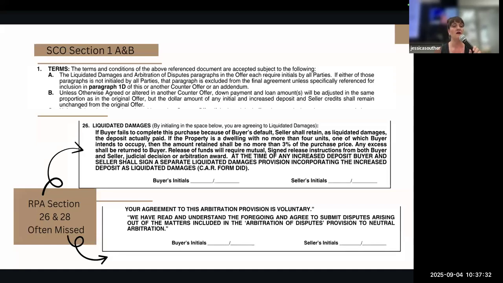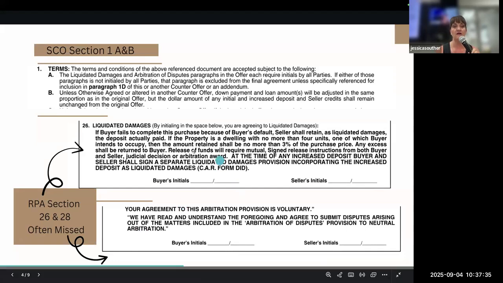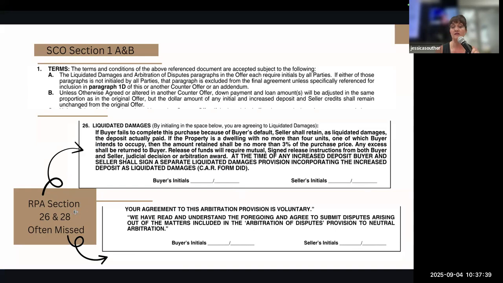Okay, so A, the liquidated damages and arbitration of disputes paragraphs in the offer each require initials by all parties. I have done a screenshot here of the RPA, those two sections. It's 26 and 28. They're both on page 14 of the RPA. When you send this out digitally, it gives your seller or buyer the option to not initial there. It's not a required area. It's something that they have to agree to.